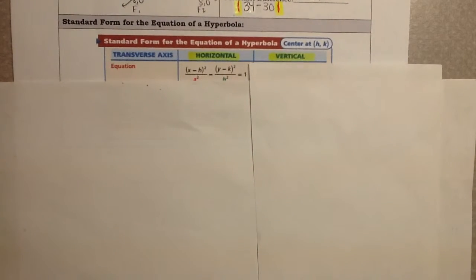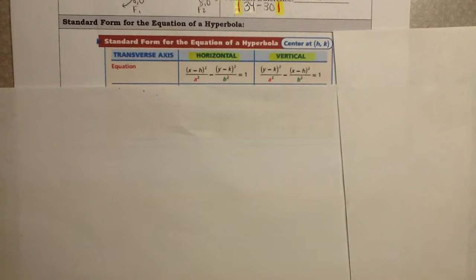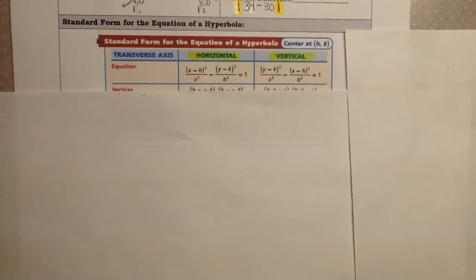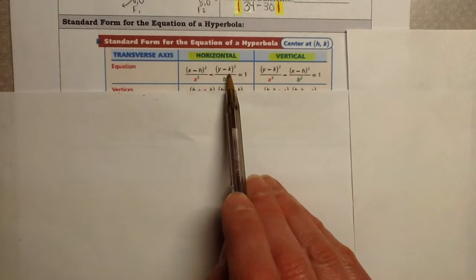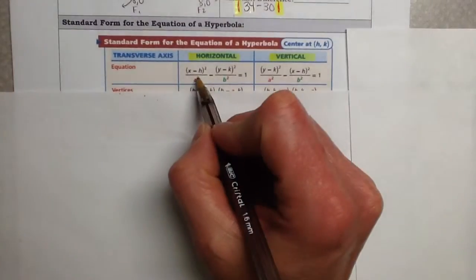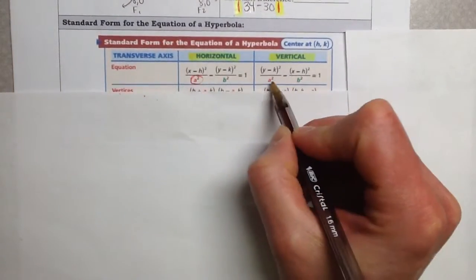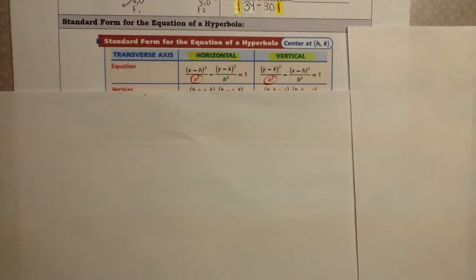Okay. Now take a quick look at this. These are standard form for an equation of a hyperbola. Now these are centered at (h, k). They're not centered at (0, 0), so we're subtracting our center from the x and the y. Okay, notice here that a squared is always first. So that's a difference between the ellipse and the hyperbola.